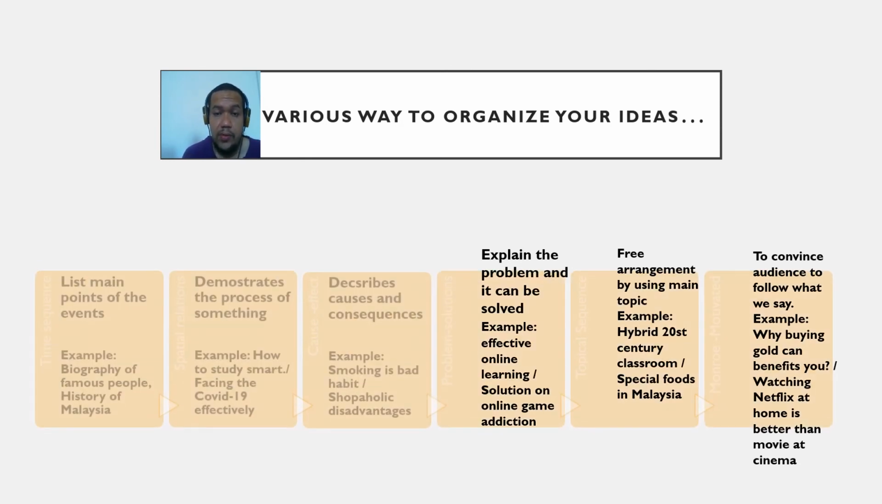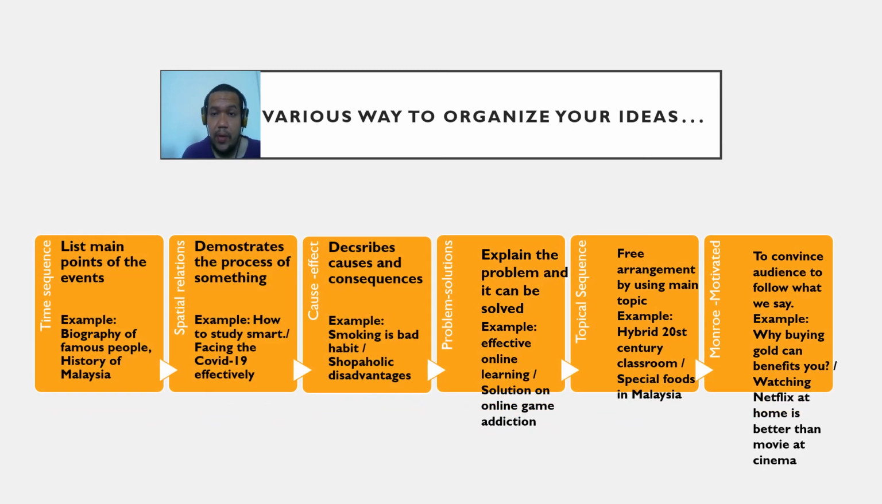Okay, so generally we have six types of how your ideas can be arranged. First, time sequencing, when you want to list the main points of an event. For example, if you want to give a speech about the biography of famous people or the history of a people, you have to list down based on events, maybe based on the year, what happened to Malaysia and so on. Basically this speech tells about the sequence of events.